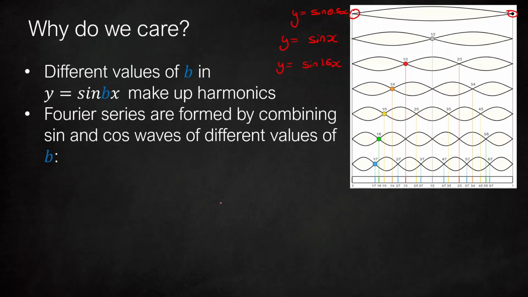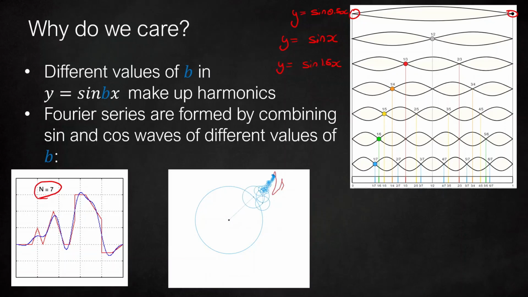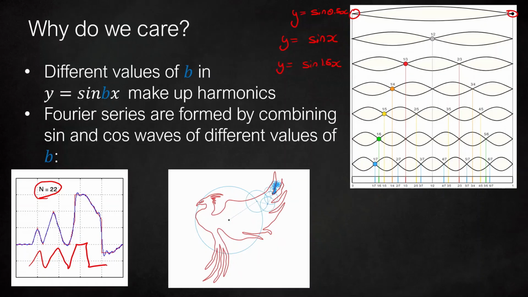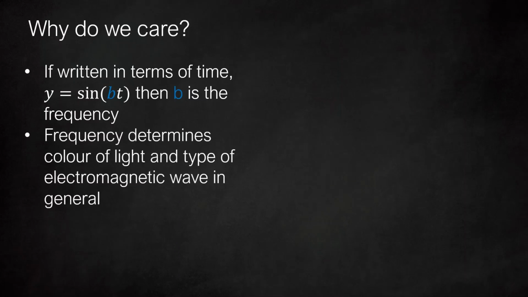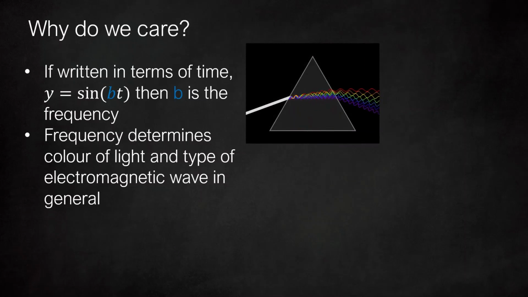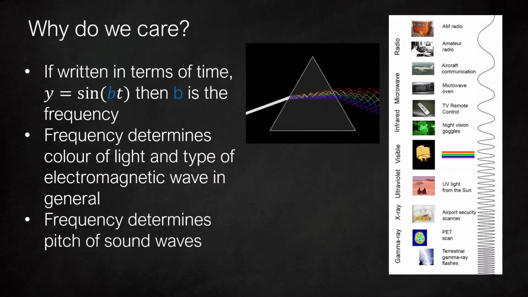We spoke in the intro video about Fourier series, and these series are made by combining sine and cos waves of different b values. And this number here is just how many of these different sine and cos waves are combining, and we see we can make any arbitrary function we want. So this is making some obscure triangle and square wave function. And if we expand this to 2D, we can see we can make much more interesting pictures like this phoenix here. And if we write the trigonometric functions in terms of time, t, instead of x, then b is just the frequency. And the frequency determines the colour of light and the type of electromagnetic wave in general. Frequency also determines the pitch of sound waves, which is the notes we hear.